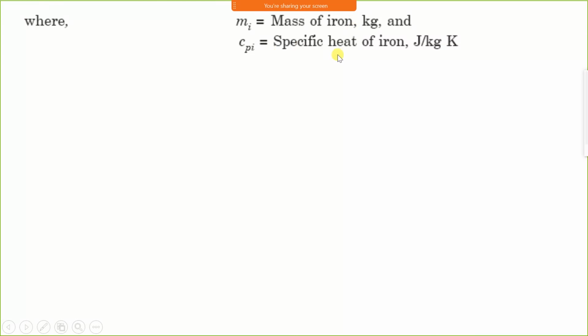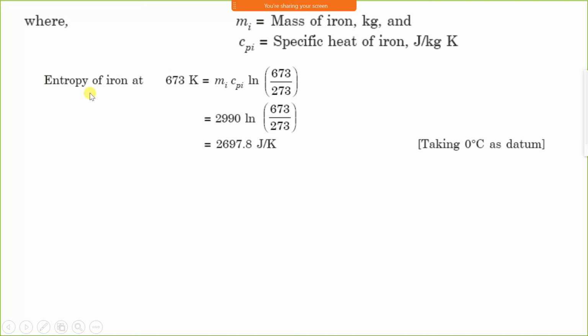m_i is the mass of iron in kg and cp_i is the specific heat of iron in joule per kg Kelvin. Entropy of iron at 400 degrees Celsius, that is 673 Kelvin, is m_i cp_i ln T1 by T2. m_i cp_i is 2990 ln. Ln means natural log, base e. 673 is T1, that is 400 degrees Celsius, and T2 for iron is 50 degrees Celsius, and the change in entropy is 2697.8.